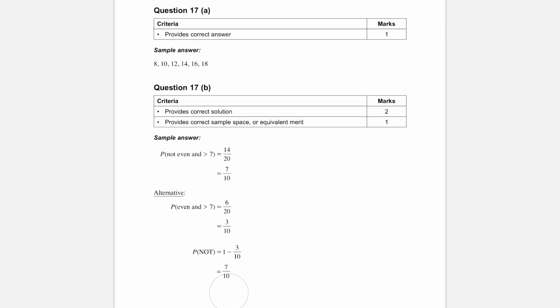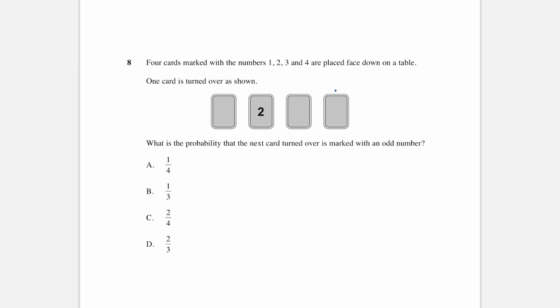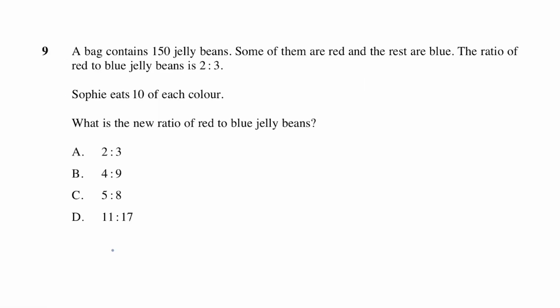Yep, 7/10. Question 8. 4 cards marked with the numbers 1, 2, 3, and 4 are placed face down on a table. 1 card is turned over as shown. What is the probability that the next card turned over is marked with an odd number? Okay, well, we have 2 odd numbers remaining, and we have 3 cards or 3 possibilities, so the answer is going to be 2/3. The answer is D.